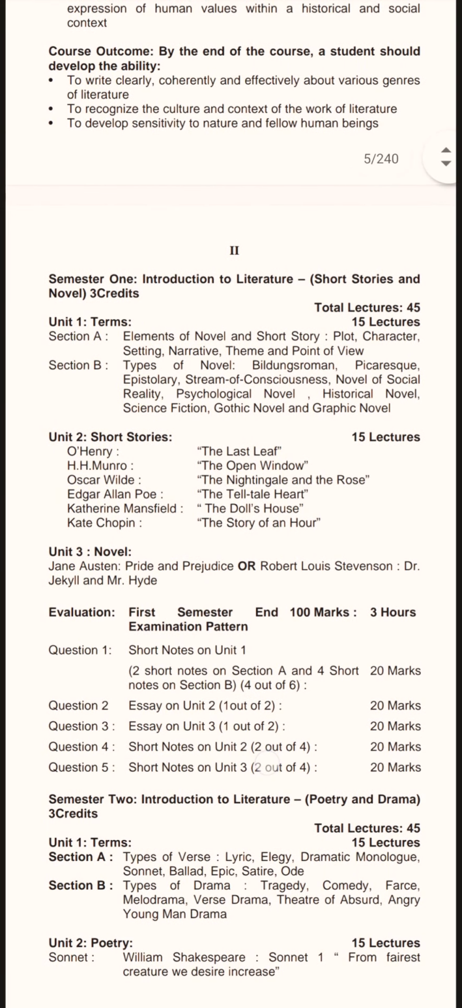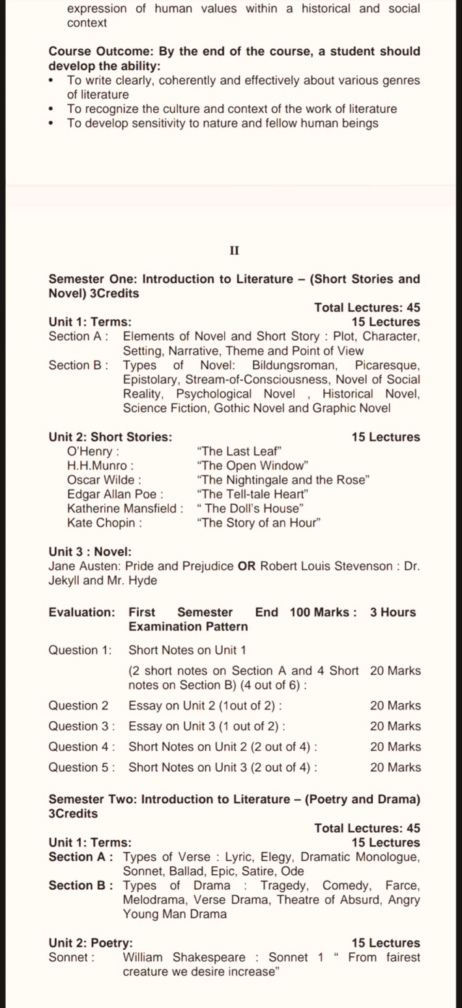Here is the syllabus of the first semester. In the very first semester, we will first see short stories and the novel. That means it is prose that we are going to read. And what are we going to read in the Introduction to Literature? It's about the short stories and how a short story or a novel or any prose is written, how it is constructed, and how it attracts us.